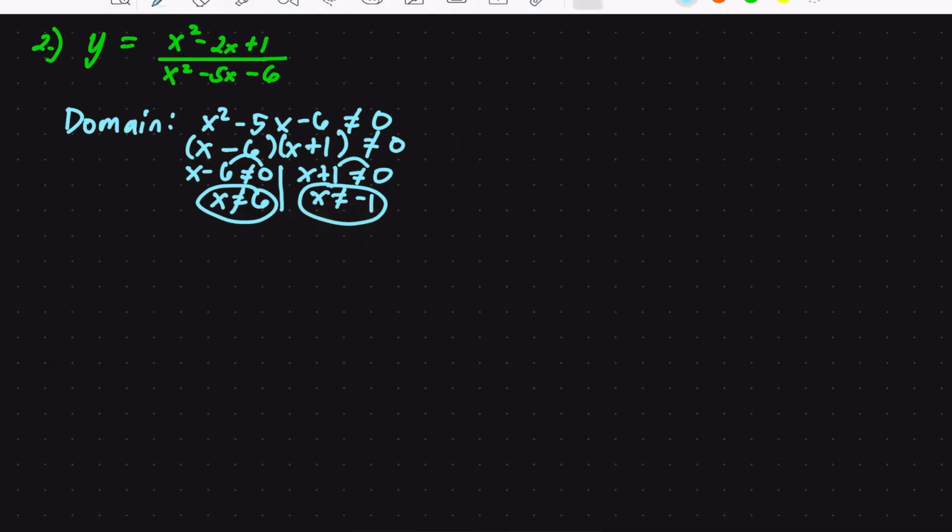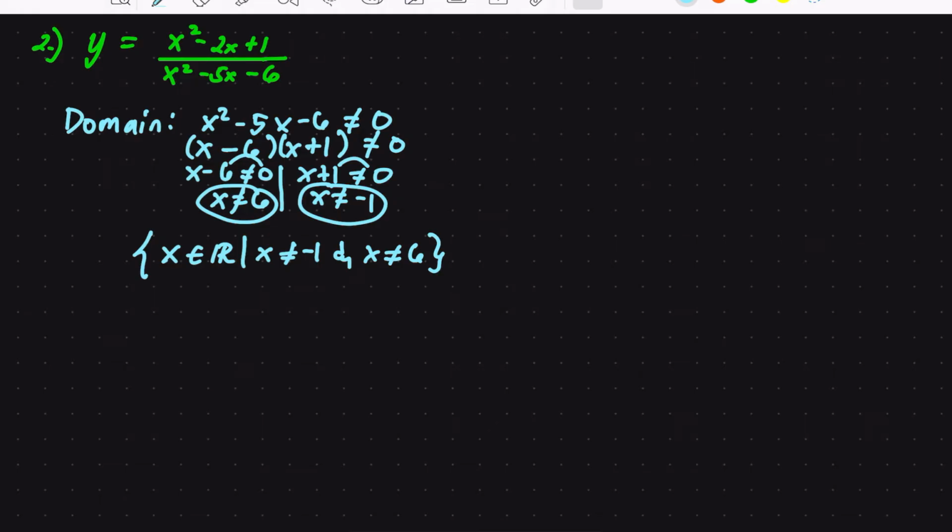So, therefore, our domain, x is element of all real numbers such that x should not equal to negative 1 and x should not equal also to positive 6. So, that will be the domain.